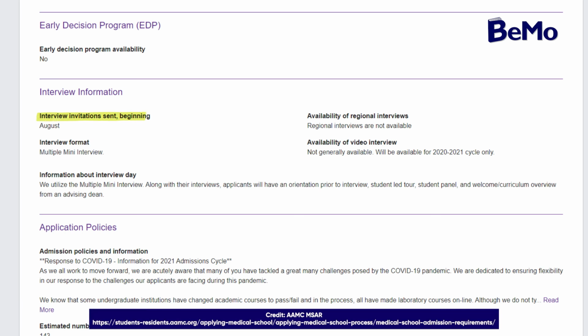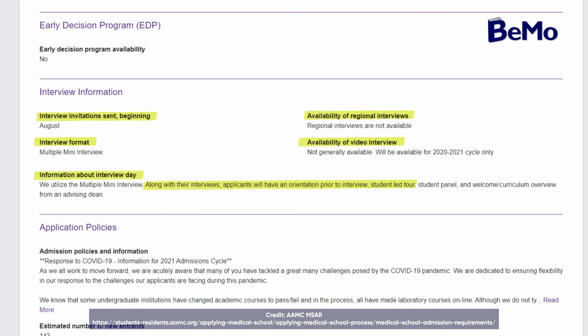The interview format might not influence your decision on which school to apply to, but it's important information as you prepare to meet the admissions committee. MSAR gives you a detailed description of what format each medical school uses. While it's up to you to prepare for common medical school interview questions, the MSAR can help you prepare for the interview day.